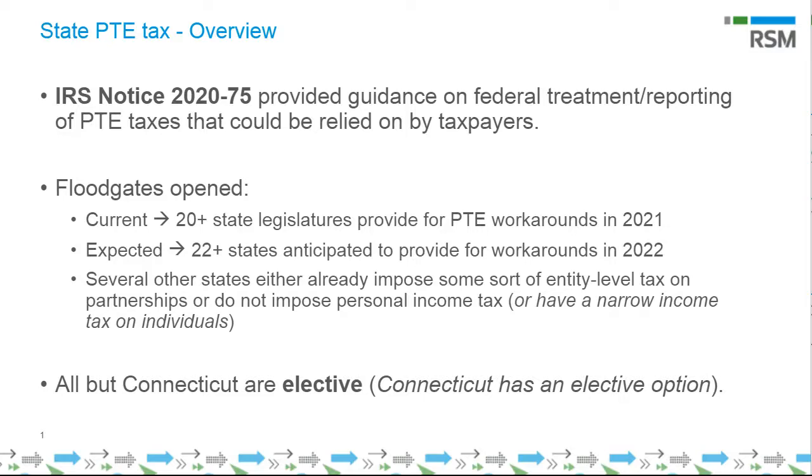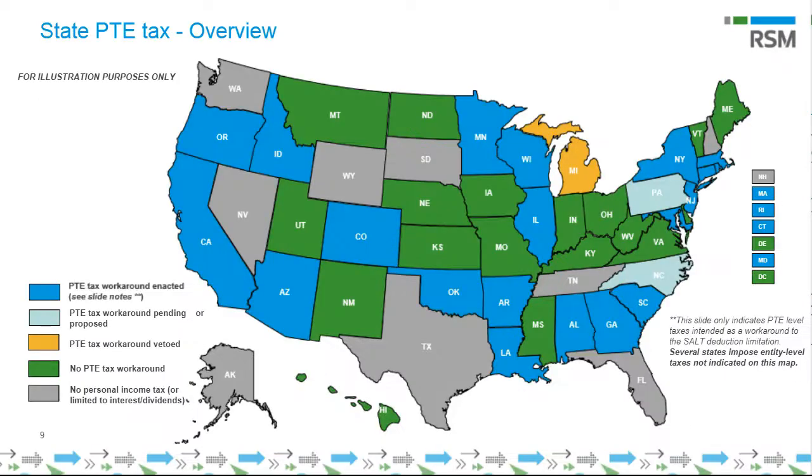So just to give everyone a really quick overview or snapshot of where we are currently from a state perspective, all of the states that are in blue are states that have passed or enacted a pass-through entity tax, and states in light blue being ones that have some sort of proposed pass-through entity tax right now.